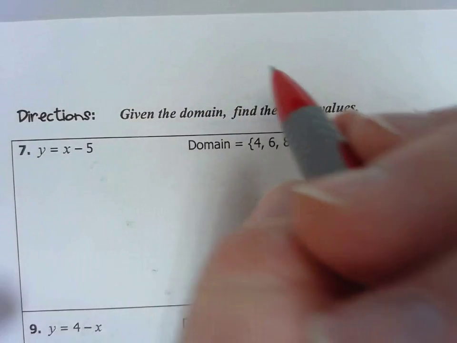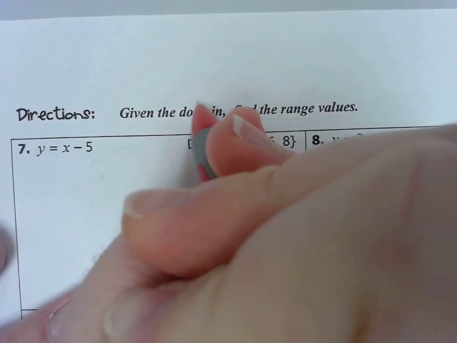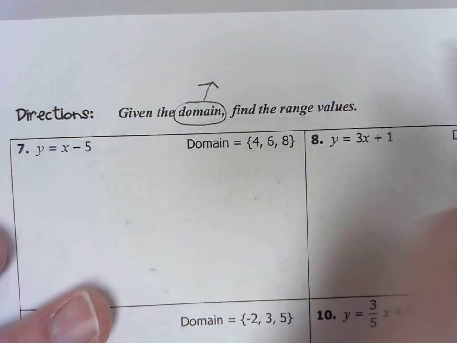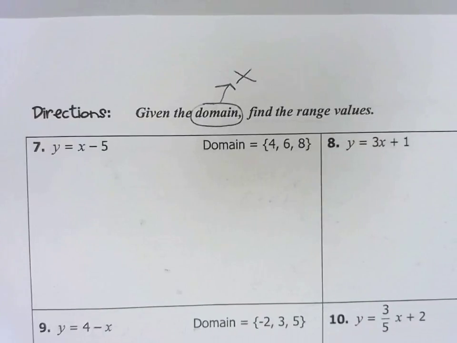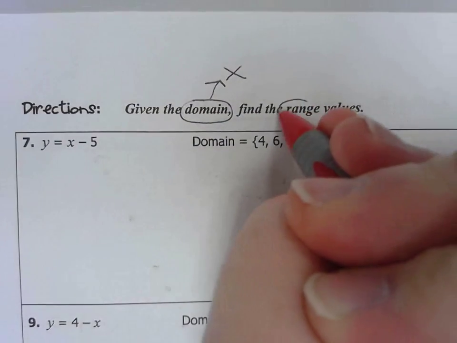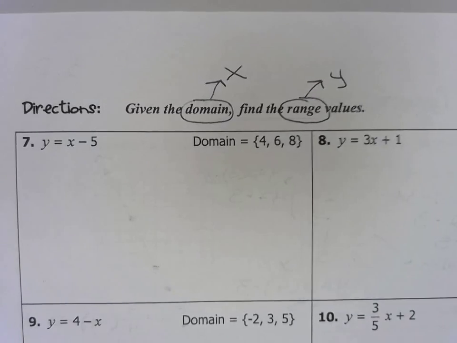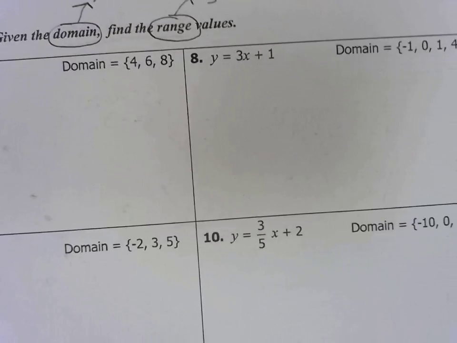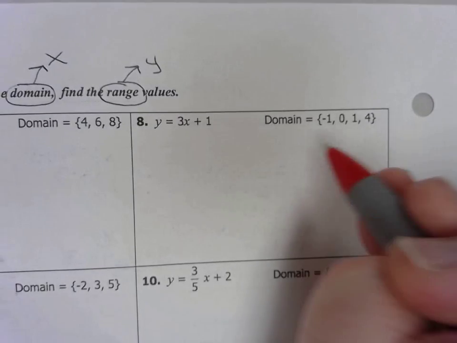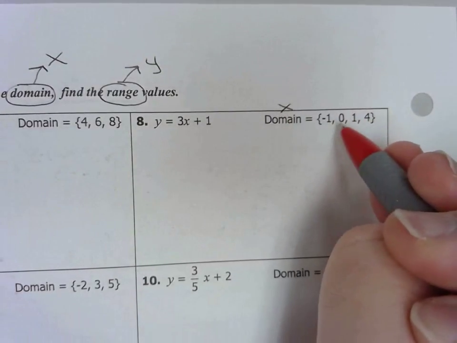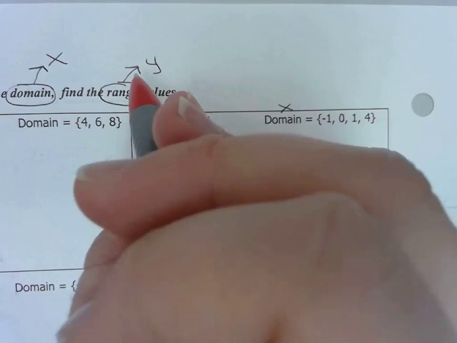If I look at the directions, they say, given the domain, find the range. Let's talk about what we talked about yesterday. Given the domain is the same thing as what? X. So I'm saying, given the x values, I want to find the y values. Remember, x is the same thing as domain, y is the same thing as range. So instead of given the domain, find the range, we can think of it as given the x, find the y. Let's look at 8. Given the domain, so I'm given x values of -1, 0, 1, and 4, I want to know the range, or the y values.